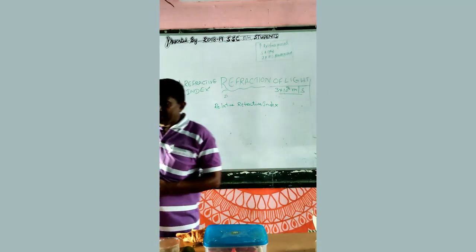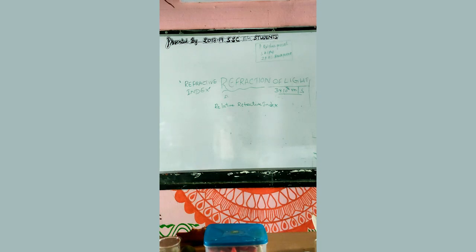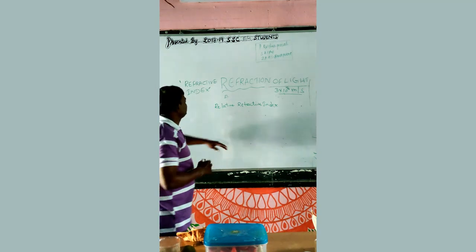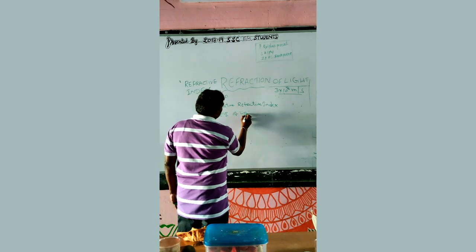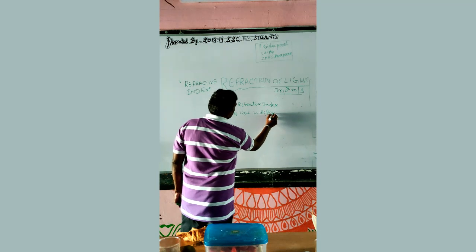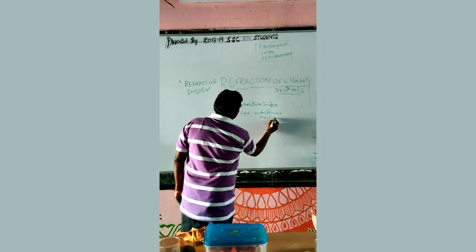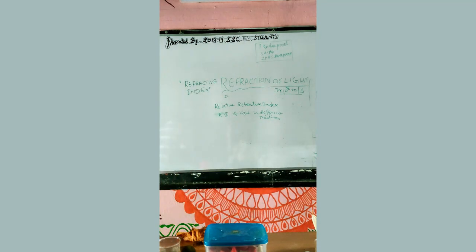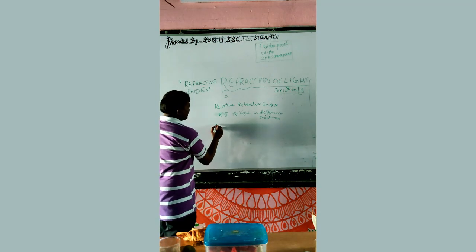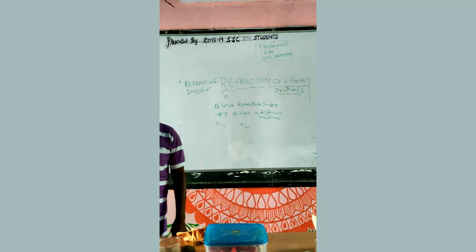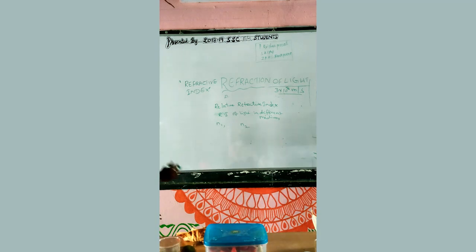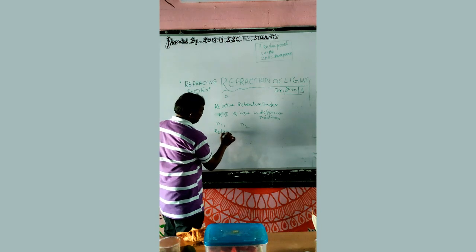Relative means always comparison. Okay, relative refractive index. What do we have to compare here? The velocity of light or refractive index of light in different mediums. Let us consider two mediums having refractive indices n1 and n2. Here, relative refractive index.